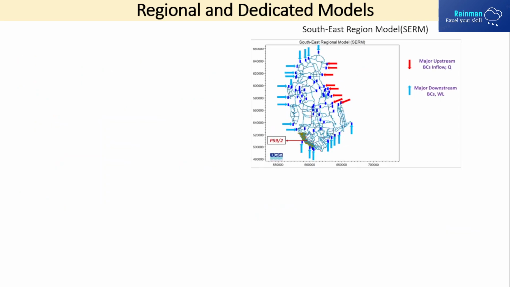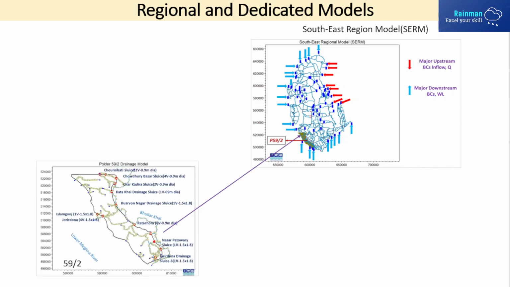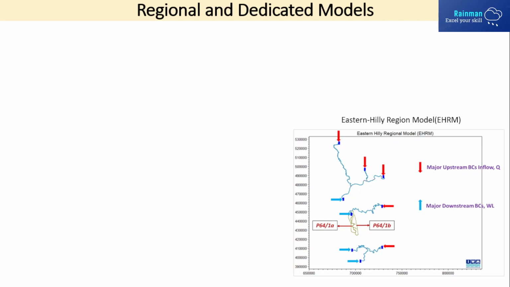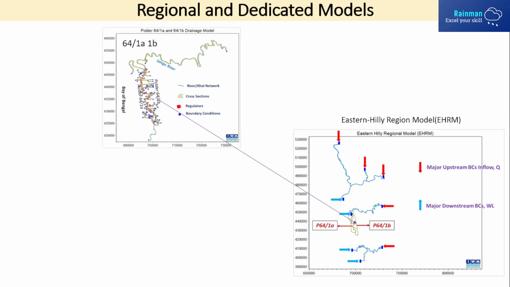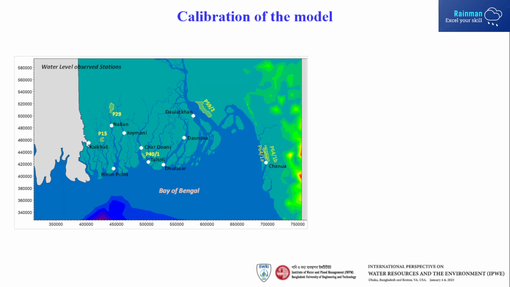So in the Southeast regional model, we actually did a dedicated model of polder 59/2, which is located in the Southeast regional model. The upstream boundaries and downstream boundaries have been taken from the Southeast regional model result file, and similarly, 64/1 is a part of the regional model, and the boundaries are taken from here. For this polder, we have also done a dedicated model.